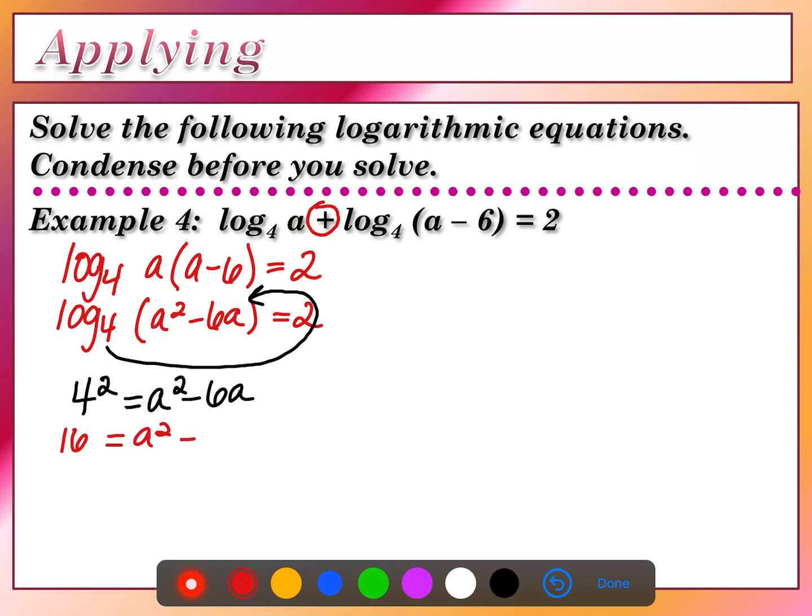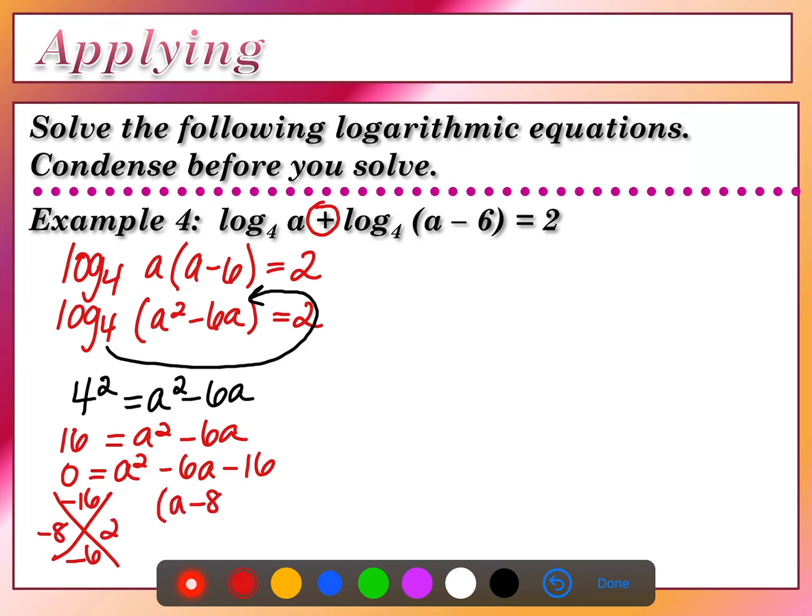16 equals a squared minus 6a. So hopefully you see that this is going to have to be factored. I'm going to move 16 to the other side so that it is set equal to 0. Okay, negative 16 and negative 6 is negative 8 and 2. Okay, so I solve those.